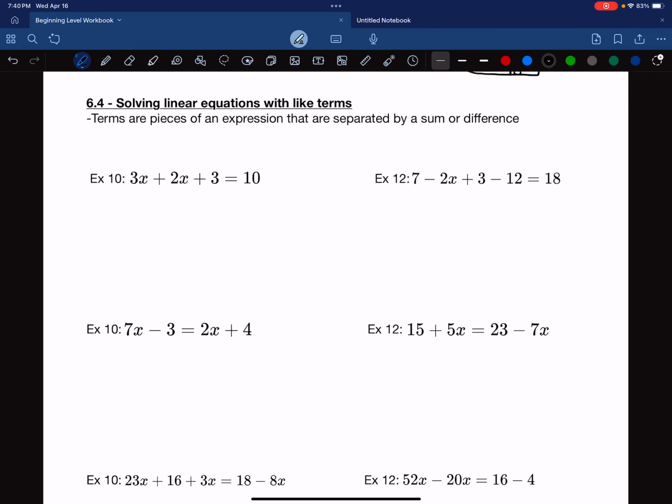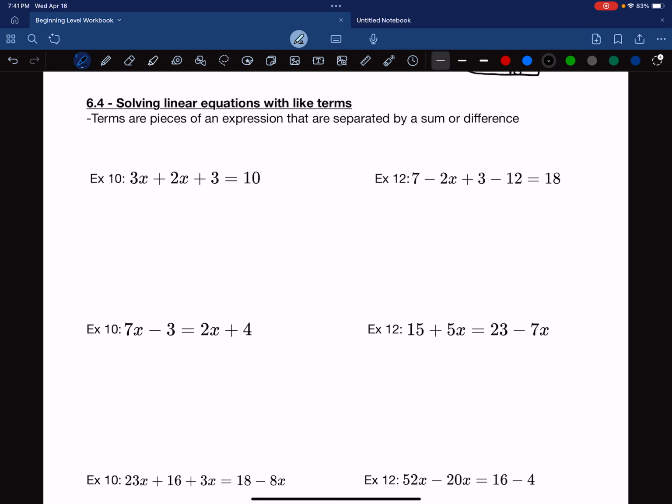Welcome to section 6.4. In this video, we are going to begin to expand a little bit more on solving linear equations, and we're going to add another step to this. So basically, what we're going to learn in this video is something called like terms. Now, you might have heard of this before, because it is a widely used word, especially in mathematics.